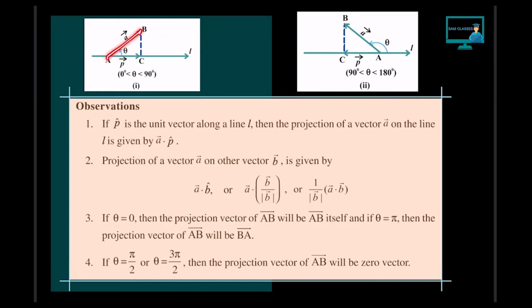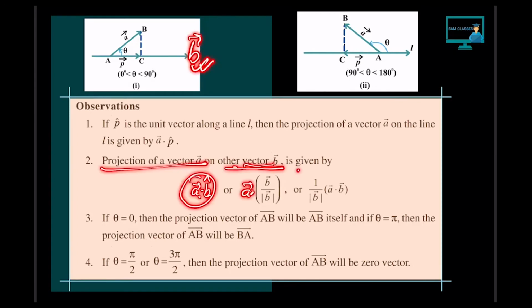So the projection of a vector on this line L is nothing but what? Projection of a vector on another vector, let's say this line is b vector, is given by a vector dot b cap, which means you have taken the a vector in the direction of b cap. That can also be written as a vector dot b cap, where b unit vector is b vector by mod of b. So that is equal to a vector dot b vector divided by mod of b. Correct.